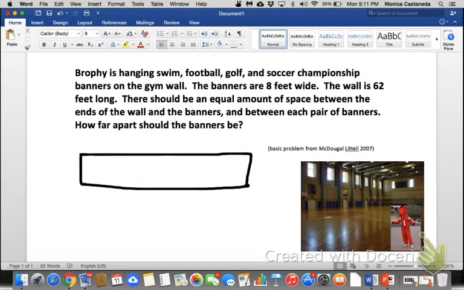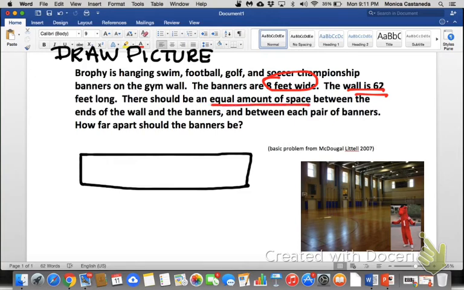Okay, our third example is going to be drawing a diagram. I'll say draw a picture. Sounds more fun. Okay, so Brophy's hanging swim, football, golf, and soccer championship banners on the gym wall. We can see that the banners are 8 feet wide. The wall is 62 feet long, and it says there should be an equal amount of space between the ends of the wall and the banners. That's important. And between each pair of banners. Okay, how far apart should the banners be?